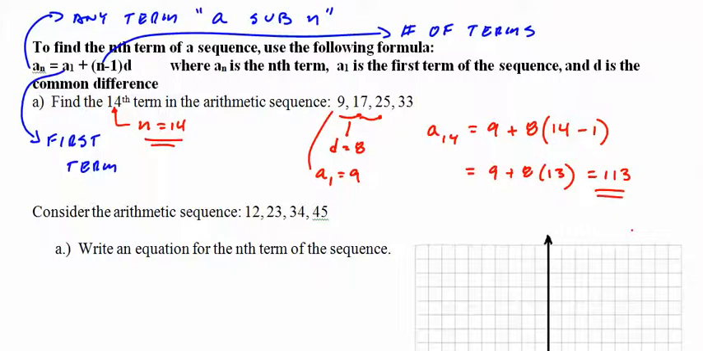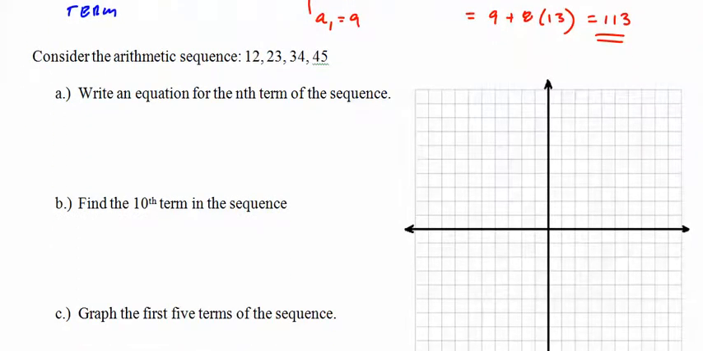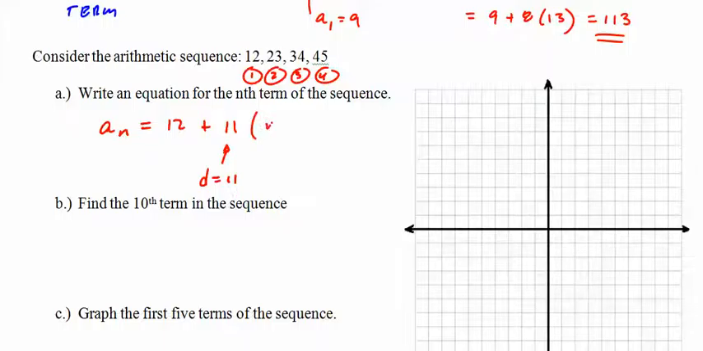So this is a linear function. All of these are linear, so it's a linear expression. So you look at this: 12, 23, 34, 45. Now, I like to do this, I haven't done it so far. This is term 1, this is term 2, this is term 3, this is term 4. Write an equation for the nth term of the sequence. a sub n equals the first term, 12, plus, what's it going up by? 12, 23, 34, that's 11. D equals 11, times n minus 1.